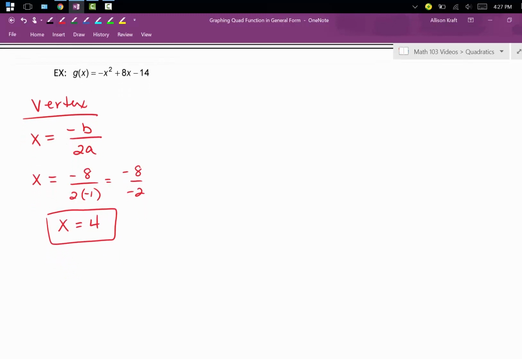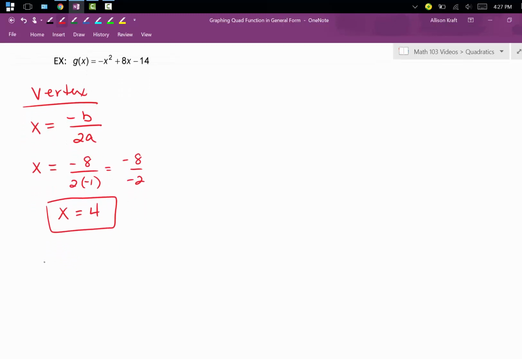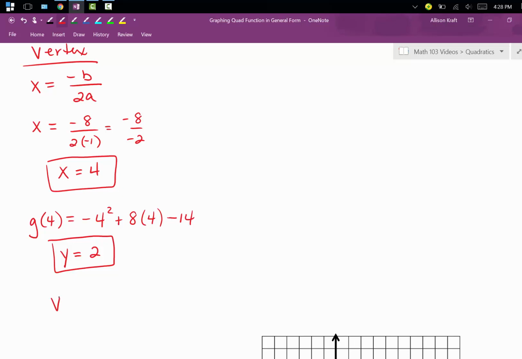To get the corresponding y value, we'll plug it back into our function. Simplifying this, we get the y value of the vertex to be 2. Therefore, our vertex is the ordered pair 4, 2.